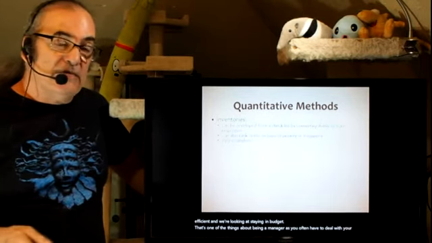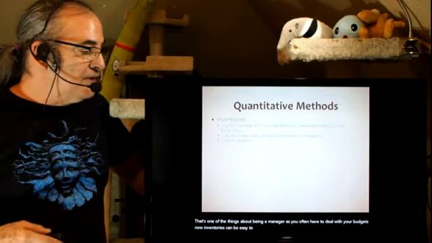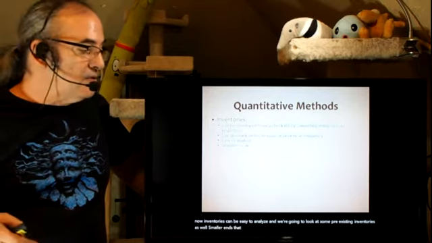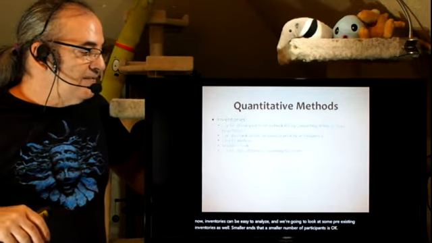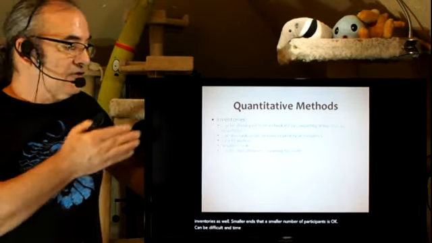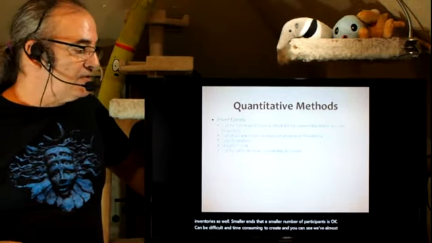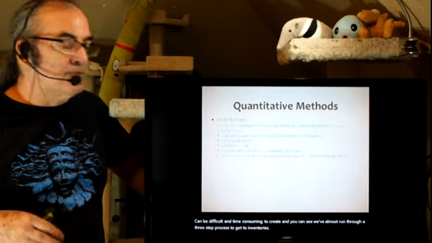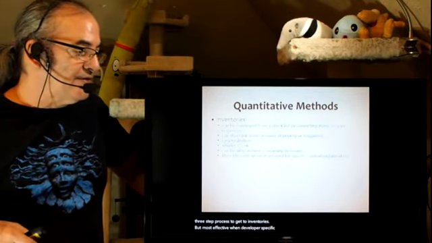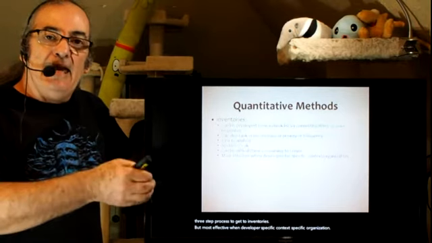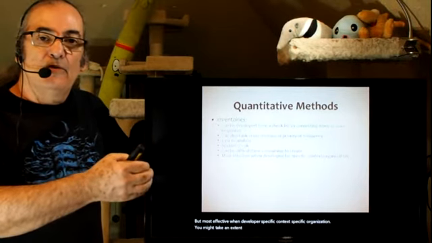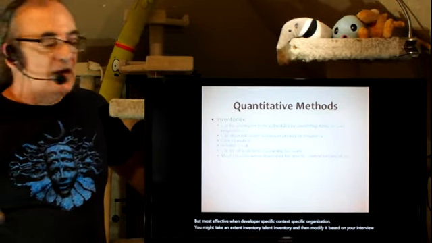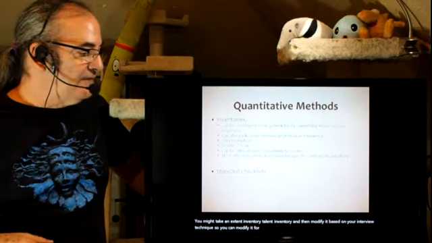Now, inventories can be easy to analyze, and we're going to look at some pre-existing inventories as well. Smaller N's, that is a smaller number of participants, is okay. They can be difficult and time-consuming to create. You can see we've almost run through a 3-step process to get to inventories. But they're most effective when developed for a specific context, a specific organization. You might take an extant talent inventory, and then modify it based on your interview technique so that you can modify it for what you specifically need it for.